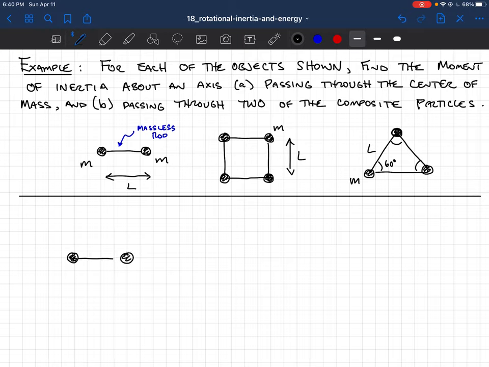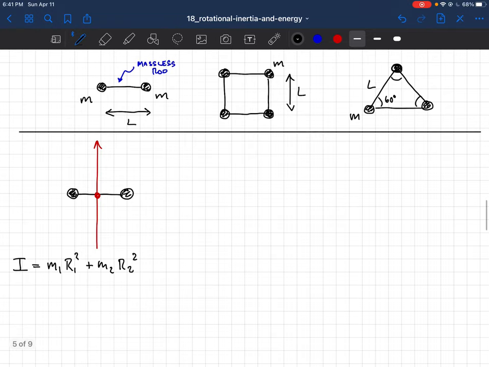So in this first case, here is our object, and I'm going to draw a rotational axis that goes through the center of mass. So that little red dot we know is the center of mass of the object. It's the point at which the rod would balance if you were to hold your finger there. And so now we need to calculate the moment of inertia. So moment of inertia is equal to the sum of the mr squareds. So we have two masses here, so it's going to be m1 r1 squared plus m2 r2 squared.